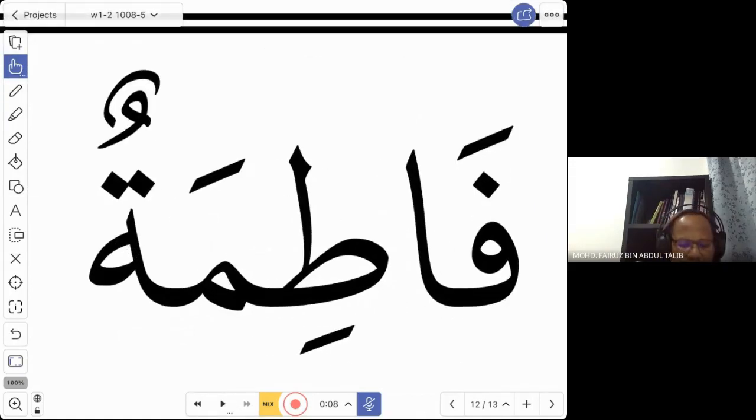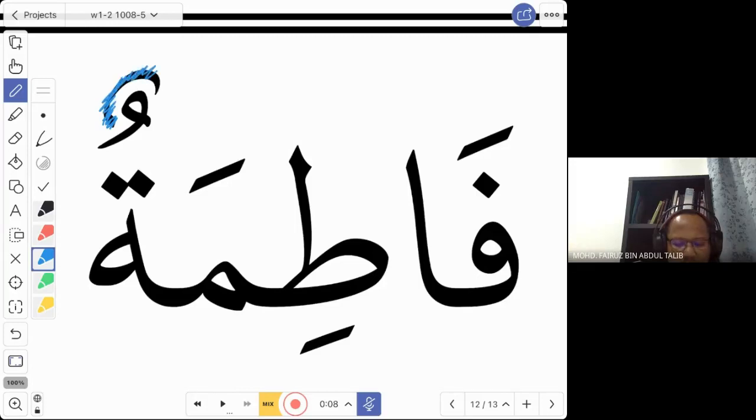For this word, please make a correction. Please remove the tanwin, the second symbol; only the first one is correct. Remove the one that I drew in blue. Okay. Can we read this? Jana. Yes, Jana. Read Jana.